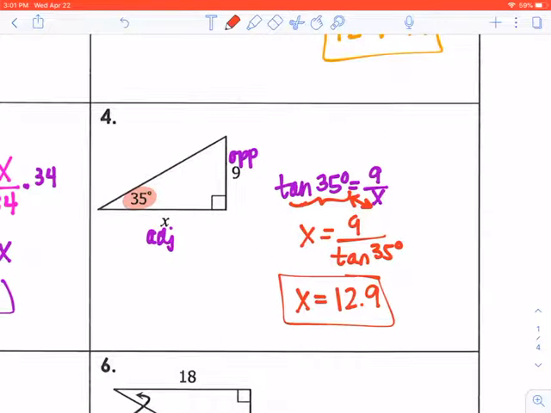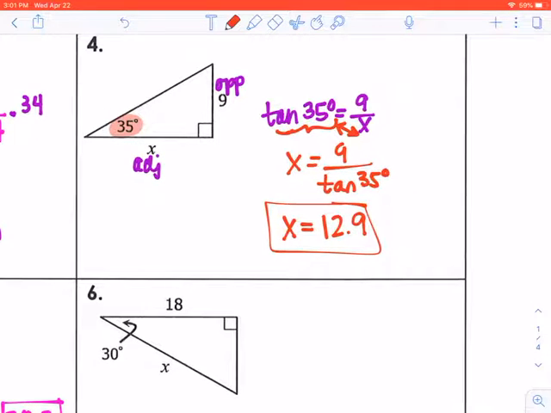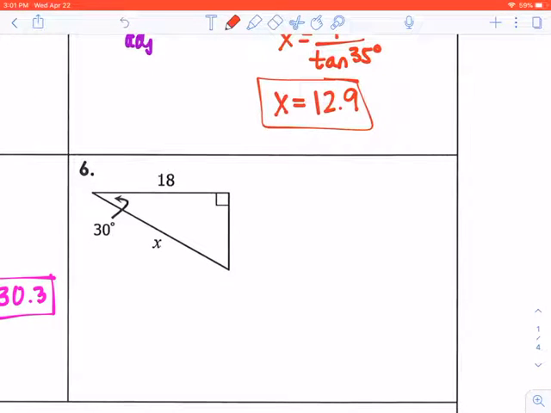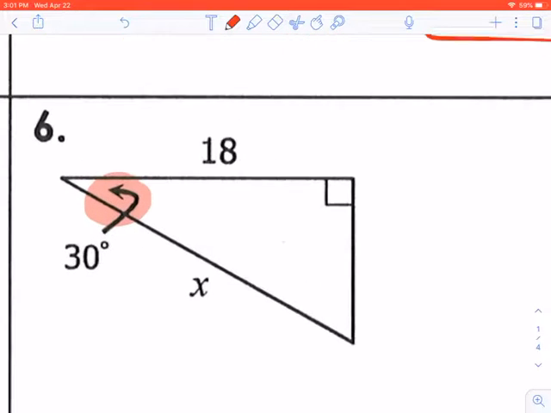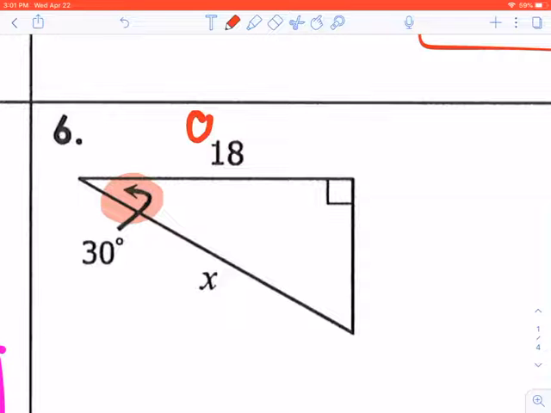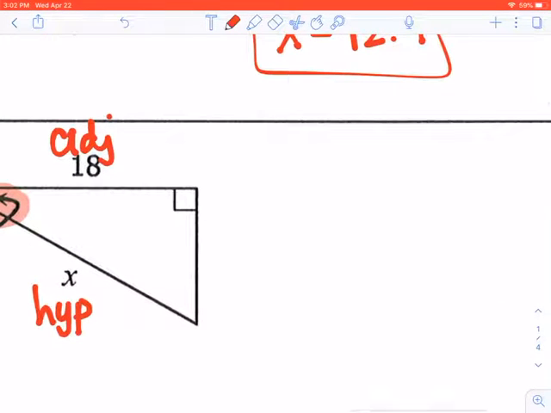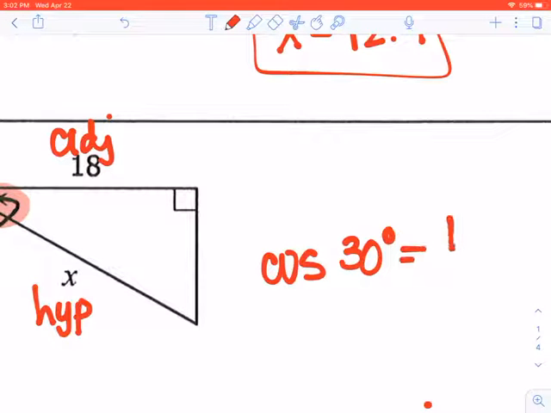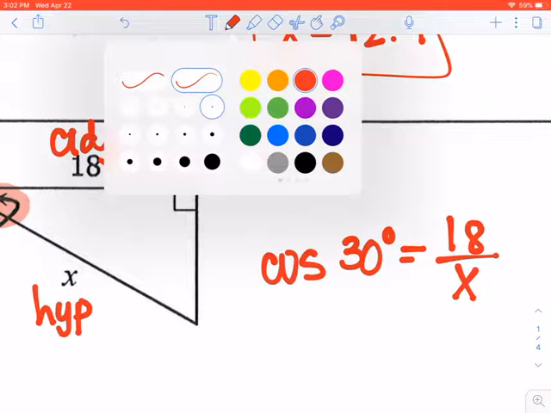So again, same idea, just when x is in the denominator, you have to solve it in a different way, order of operations. One last one and we'll move on. I have this 30-degree angle here, and with this 30-degree angle, the 18 is adjacent to it, and the x is the hypotenuse. Remember, the hypotenuse is always across from the right angle. It's the longest side of the right triangle. So adjacent and hypotenuse is going to be cosine, so I have cosine of 30 degrees will equal adjacent 18 divided by hypotenuse x.